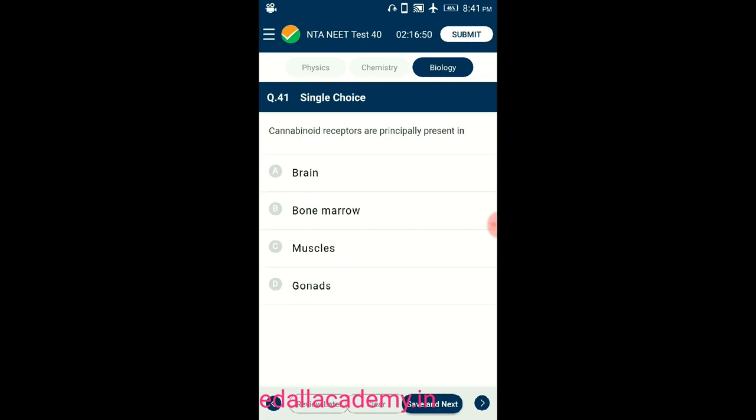Question number 41. Cannabinoid receptors are principally present in? THC, tetrahydrocannabinol, acting through cannabinoid receptors, also activates the brain's reward system. THC stimulates neurons in the reward system to release the signaling chemical dopamine at levels higher than those typically released in response to neural stimuli. So the answer for this question is brain. Cannabinoid receptors are principally present in the brain. So the correct option is A.